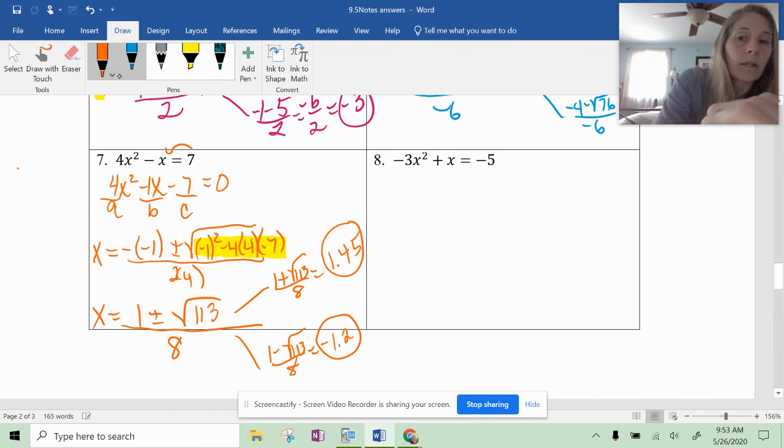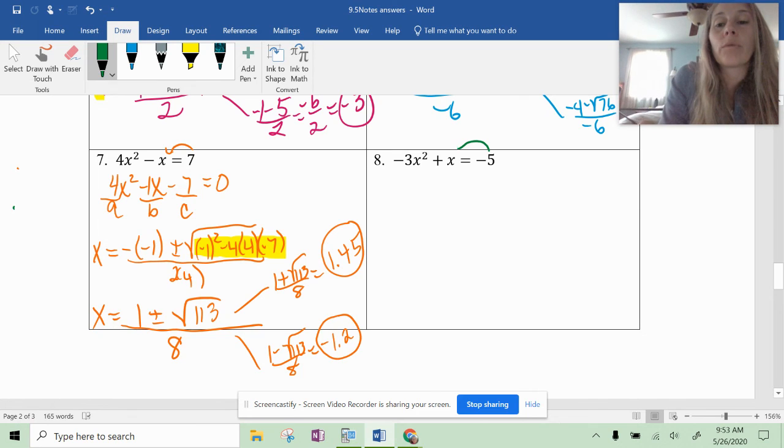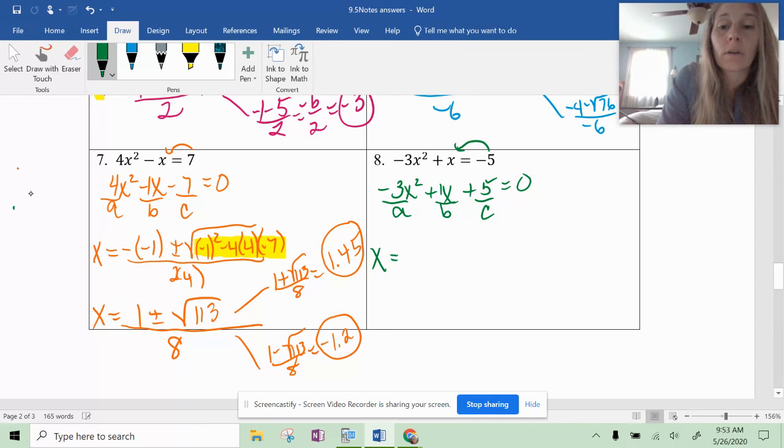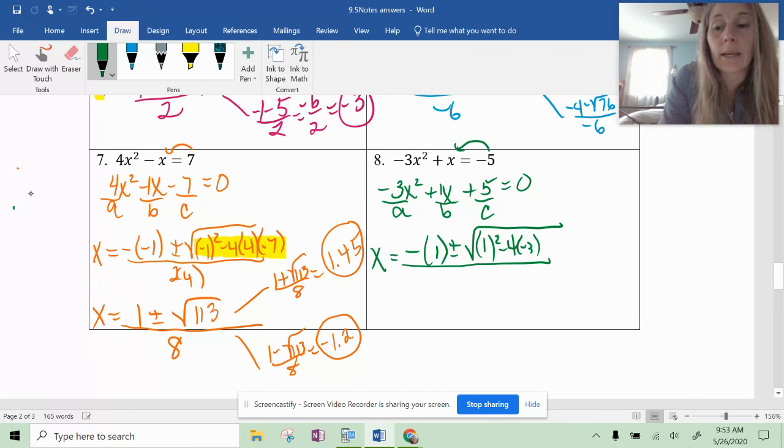All right, and then we got one question left. Again, we want to bring that over into standard form. So it'll be negative 3x squared plus x plus 5. So A will be negative 3, B will be 1, and C will be 5. So negative B plus or minus the square root of B squared minus 4 times negative 3 times 5. And that's going to be over 2 times A.